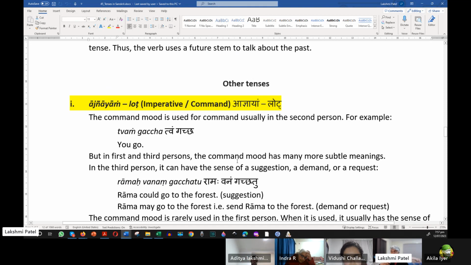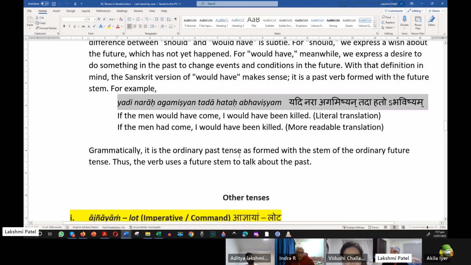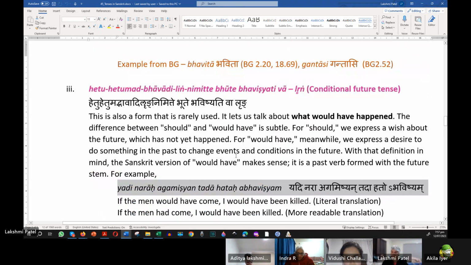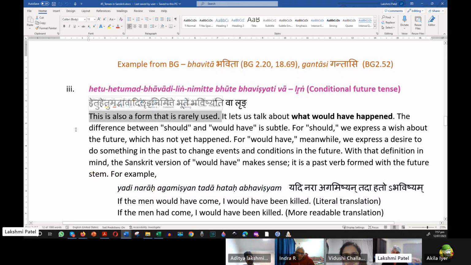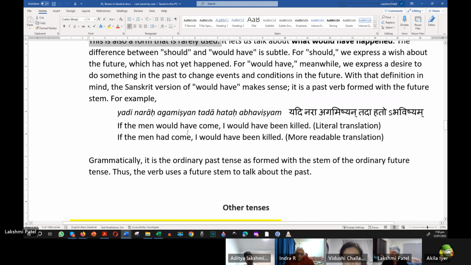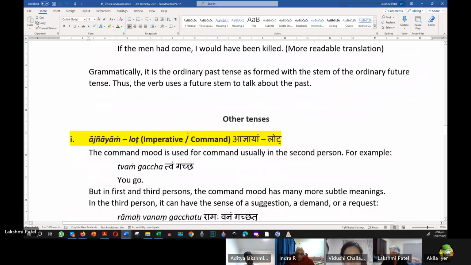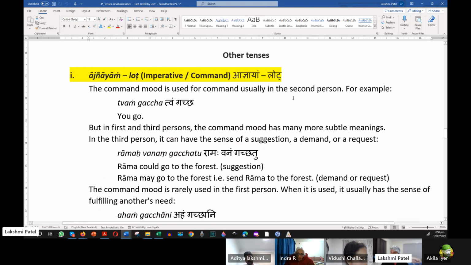It comes more easy when there are sentences around it. But again, this is one of the more rare. This is also a form that's rarely used. So again, it's more important from the point of view of understanding it from our scriptures, when it's used in our scriptures. Then there is one called, these are the other tenses.